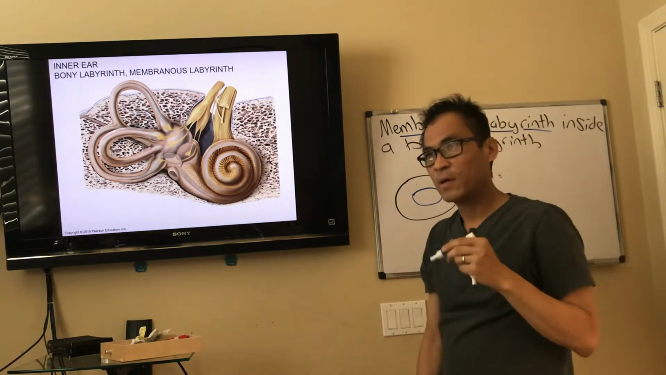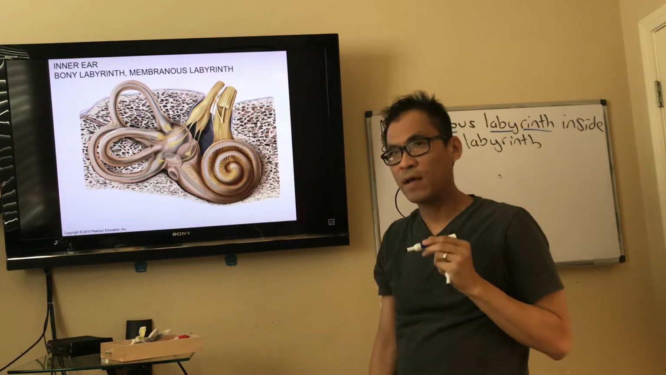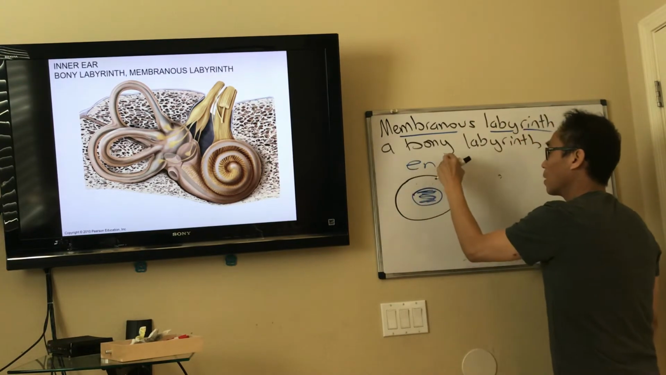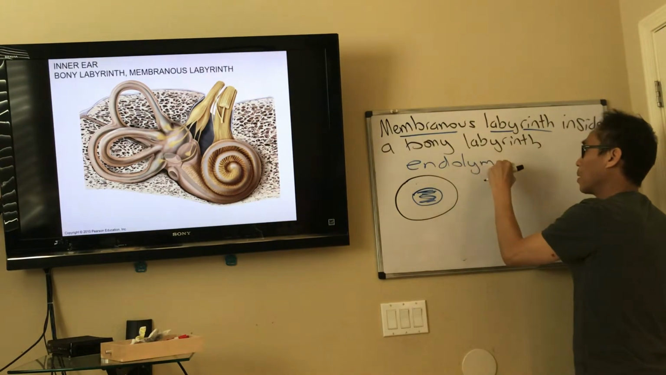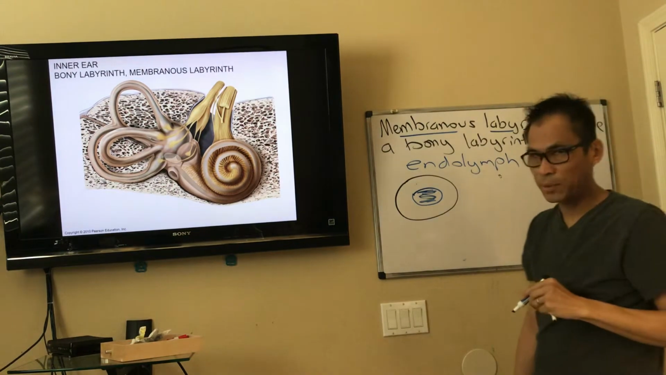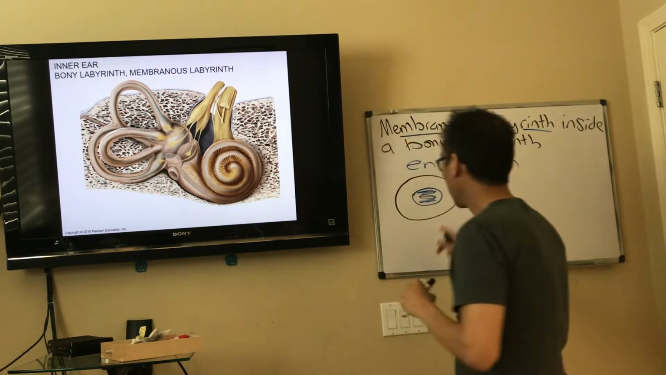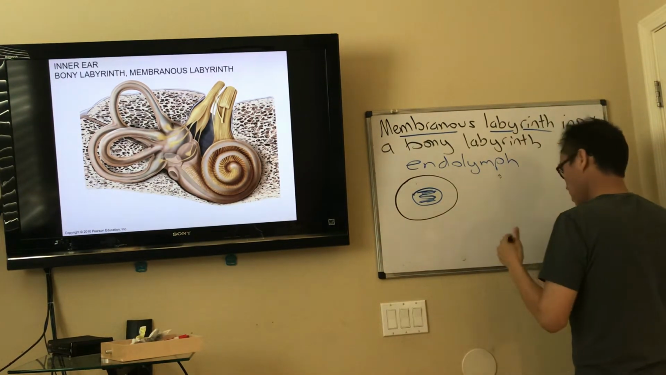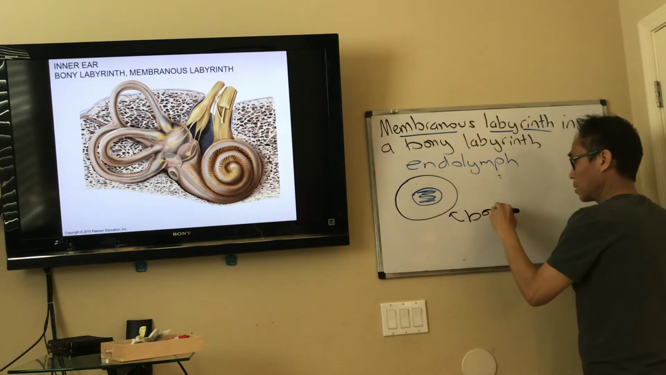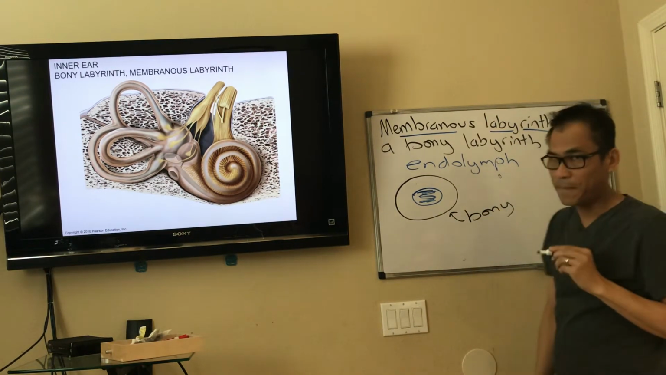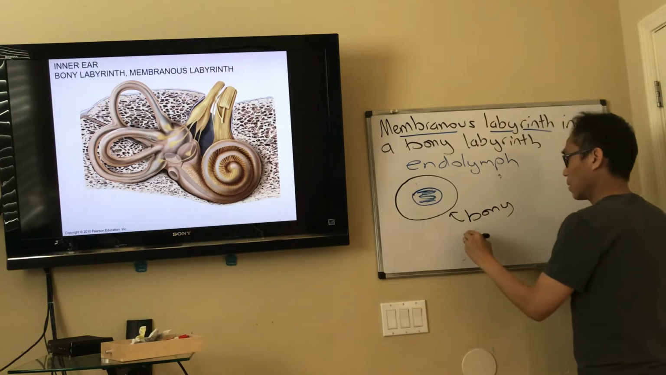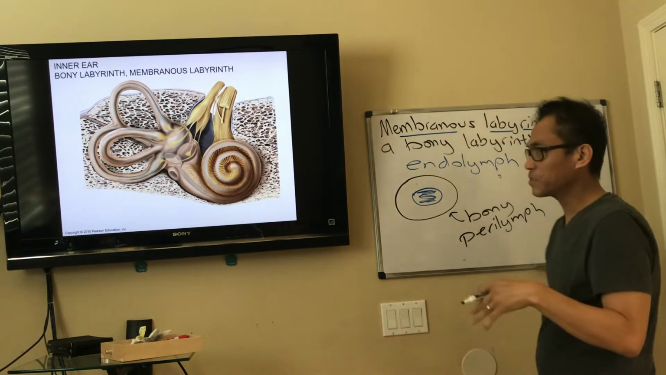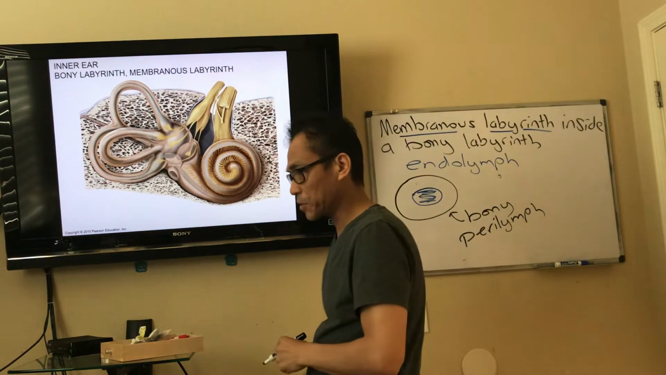and it's filled with a fluid called the endolymph. Pretty much a variety of blood plasma. And surrounding it is the bony labyrinth, it's the bony part, and it's filled with a perilymph. So endolymph, perilymph, these are the fluids that fill the inner ear structure.